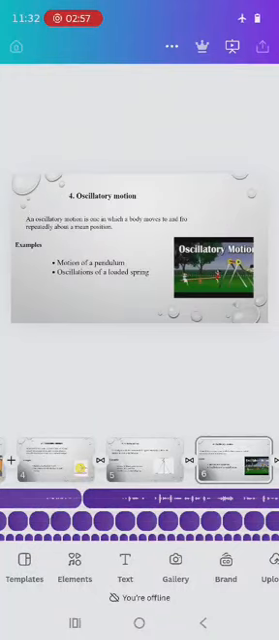Finally, oscillatory motion. This image represents examples of oscillatory motion. The motion of the pendulum is one example. The next example is the oscillations of the loaded spring. These examples are known as oscillatory motions. What is the definition? An oscillatory motion is one in which the body moves to and fro repeatedly about the mean position.